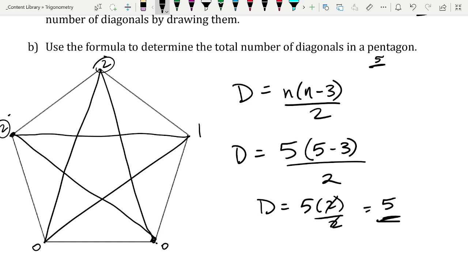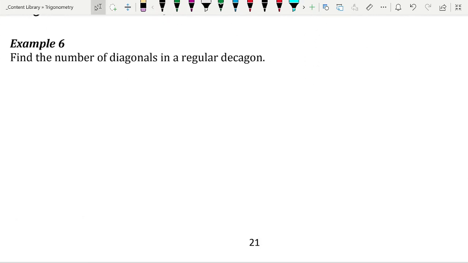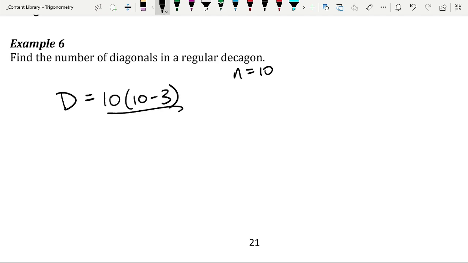Let's try it on something bigger. Find the number of diagonals in a regular decagon. Here's where you have to have that memory info. What's a decagon again? 10. So number of sides is 10. So the number of diagonals is 10 times 10 minus 3 divided by 2. And the number of diagonals then is 10 times 7 divided by 2.